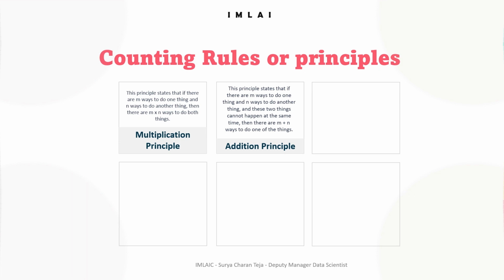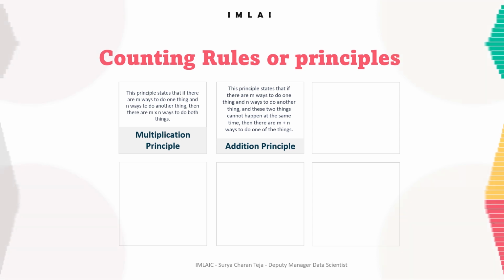And then the second one we have is the addition principle. This principle states that if there are m ways to do one thing and n ways to do another thing, and these two things cannot happen at the same time, then there are m plus n ways to do one of the things. I think you should connect this with probability: the addition law of probability and the multiplication rules for probability, because fundamentally they came from here. So that's the addition principle, m plus n ways to do one of the things.